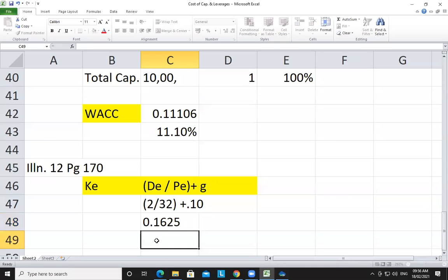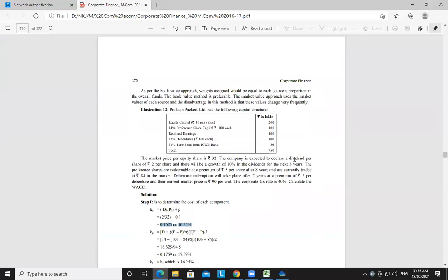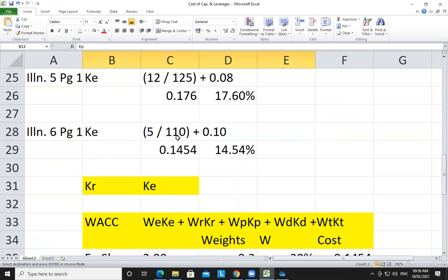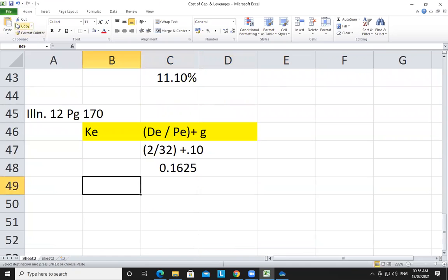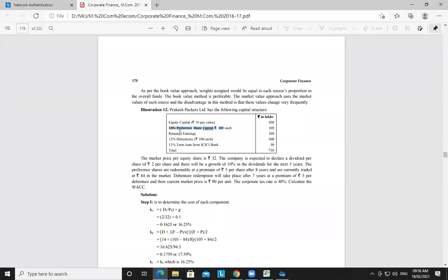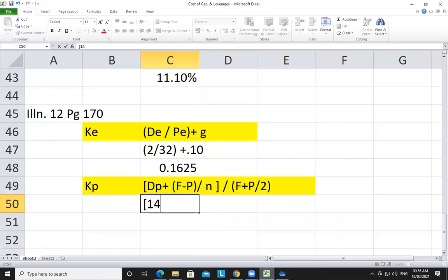Very simple. Next, again we will read. The preference shares are redeemable at a premium of 5 per share after 8 years. Okay, after 8 years at 5% premium, traded at 84. What is the rate of dividend? 14%, 100 each. So what will be cost of preference share? Dividend on preference share, how much? 14.